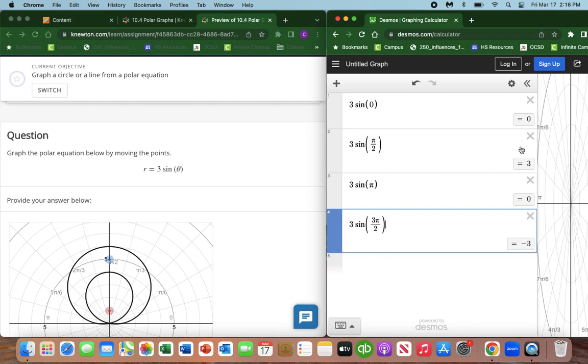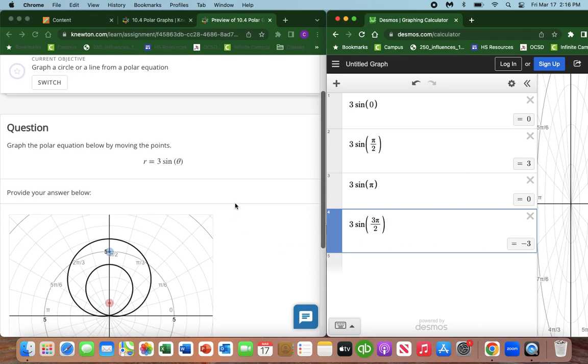And you'll notice that we get 0 for when we plug in 0. So this is our radius at 0. So this is our angle, this is our radius. Pi over 2 has a 3 for radius. Remember, we have r equals 3 sine theta. We're working with polar coordinates. And then we have pi is 0, and then we have 3 pi over 2 is actually negative 3.